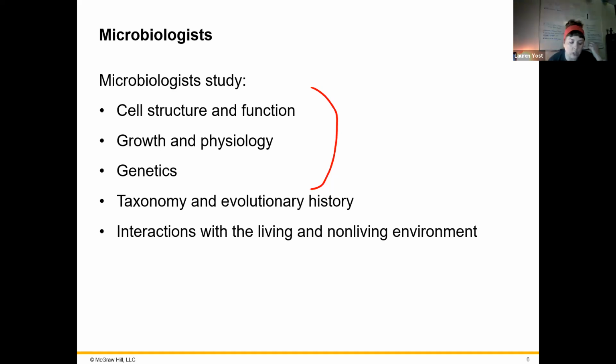Taxonomy and evolutionary history. This is not something I am particularly interested in, but it is something that microbiologists study that can help us understand where we came from.